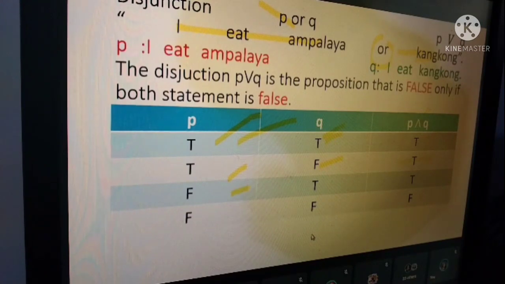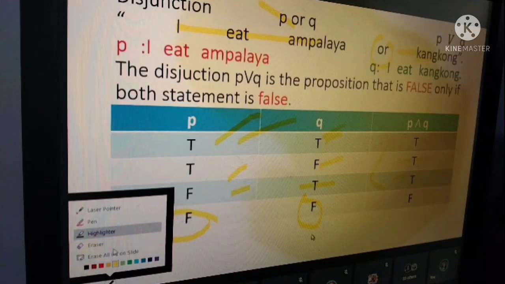Pwede hindi siya kumakain ng ampalaya, pero I eat kangkong, totoo din. Pero kapag parehong wala sa katotohanan sa sinabi niya na I eat ampalaya or kangkong. Pag sinabi mo I eat ampalaya or kangkong, dapat isa dyan sa sinabi mo. Pwede kumakain ka ng ampalaya, pwede kang kumakain ng kangkong, pwede kumakain ka pareho ng kangkong at ampalaya, pwede totoo pareho lahat yun. Pero pag sinabi mo I eat ampalaya or kangkong, tapos wala pa sa isa doon sa kinakain, di mali yun. Okay? Mali. Okay?